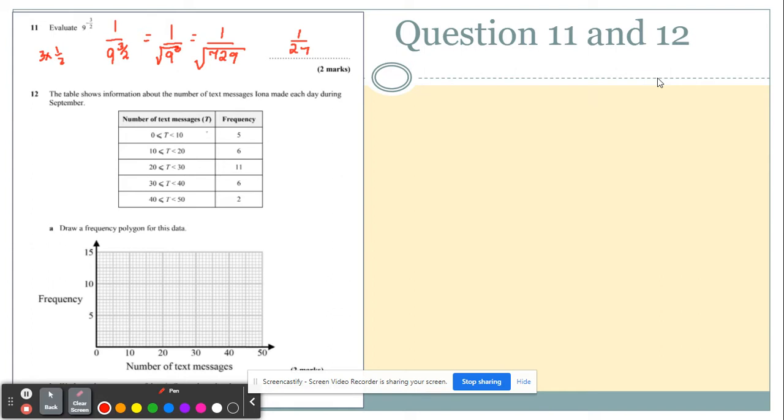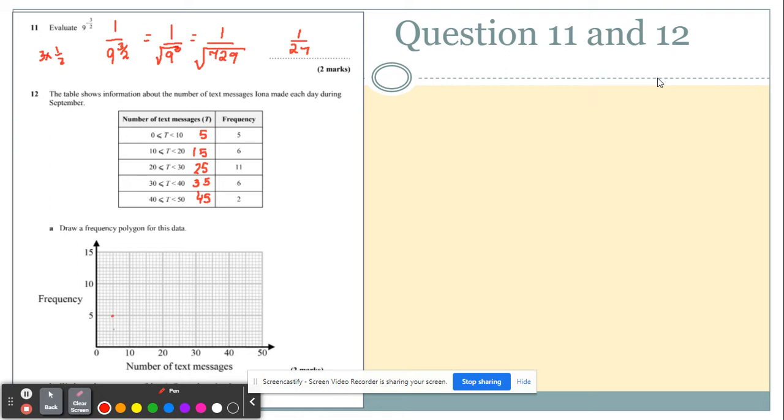So midpoint of this one will be 5. This is 15, 25, 35, and 45. Now frequency is on your y-axis and the number of text messages is going to be the x-axis. And remember, for number of text messages, we are going to use midpoint. So first one is 5 and 5, 5 and 5.